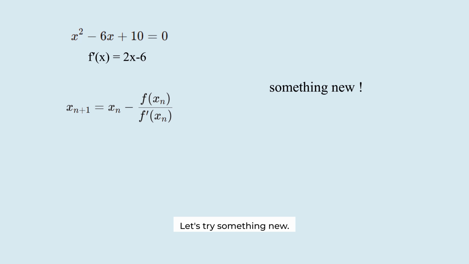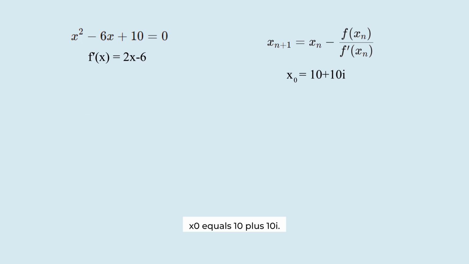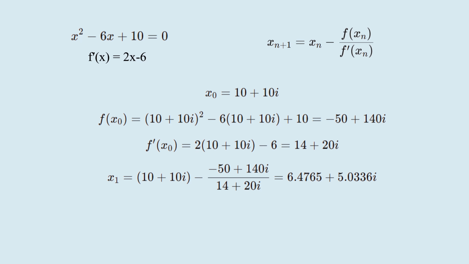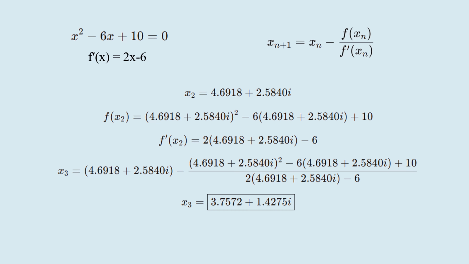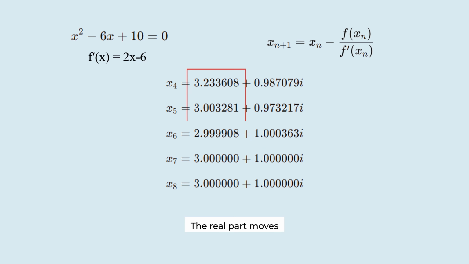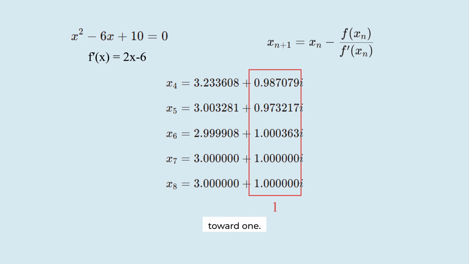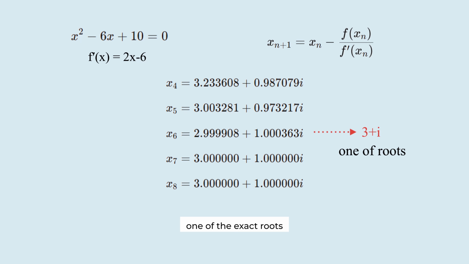Let's try something new. Start with a complex guess. x0 equals 10 plus 10i. Watch what happens. The real part moves toward 3. The imaginary part toward 1. It converges to 3 plus i, one of the exact roots.